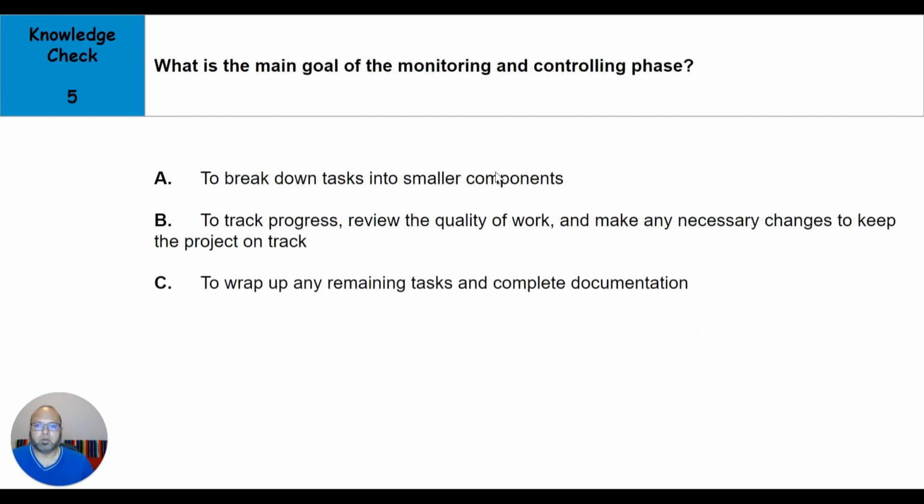What is the main goal of the monitoring and controlling phase? A. To break down tasks into smaller components. B. To track progress, review the quality of work, and make any necessary changes to keep the project on track. Or C. To wrap up any remaining tasks and complete documentation. B. To track progress, review the quality of work, and make any necessary changes to keep the project on track.